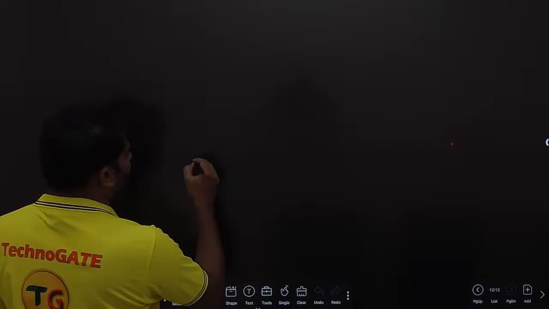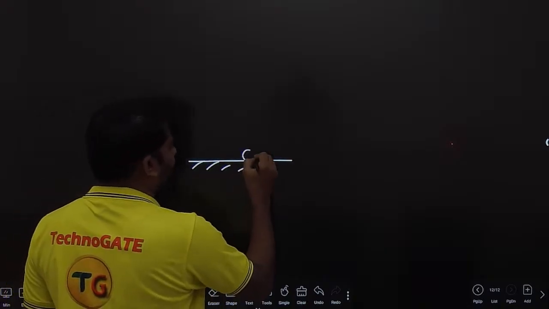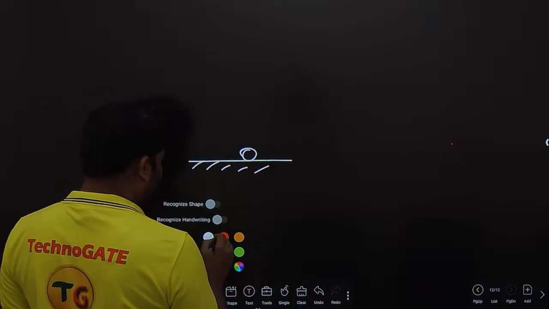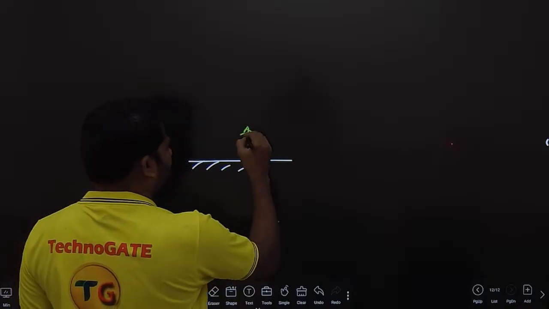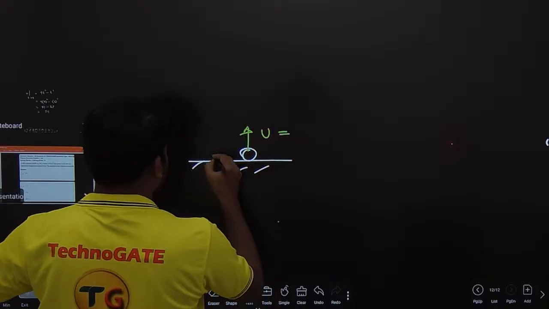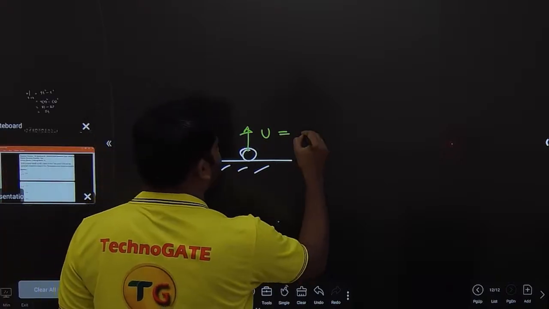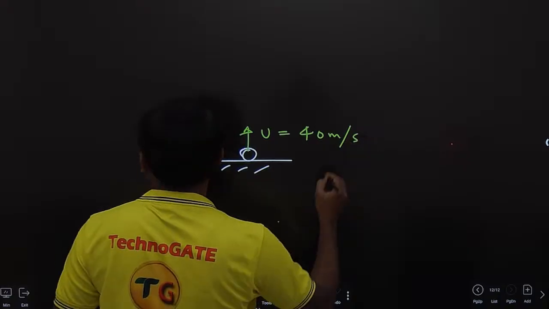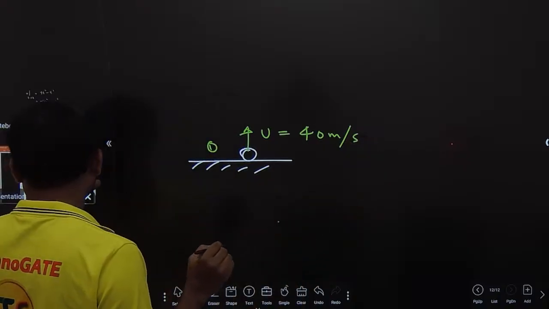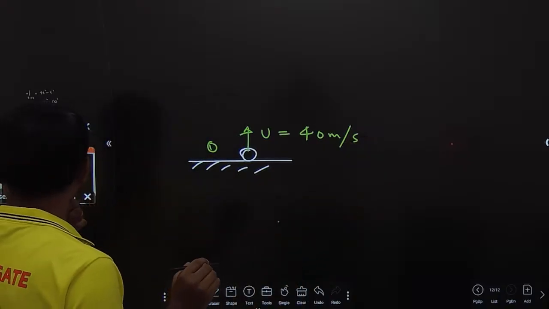So from the ground we are throwing a ball. So this is the ball, we are throwing it up. Let me put it with a green color. So the value of u for the first ball, the initial velocity, is equal to 40 meters per second. The ball is projected vertically up with a velocity of 40 meters per second from the ground.